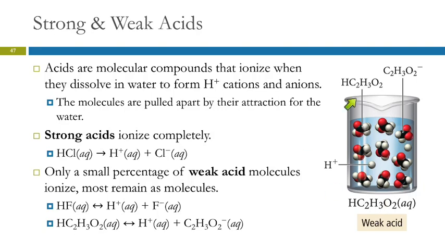Here's a picture of an acetic acid solution. We see that a lot of it is intact molecules, but we do have some ions. So here's a hydrogen ion, and there's an acetate ion. Here's a hydrogen ion, and somewhere in here is an acetate ion. They're kind of hard to recognize. But a lot of it is the acetic acid molecules. So a weak acid ionizes weakly, a strong acid ionizes strongly.